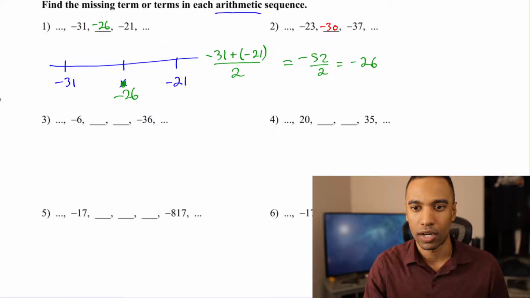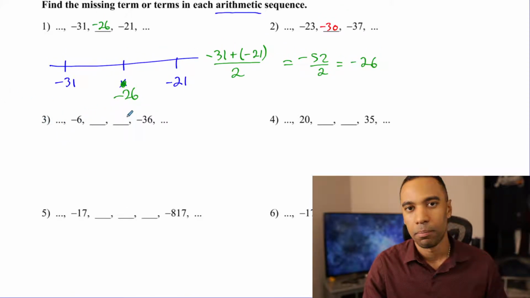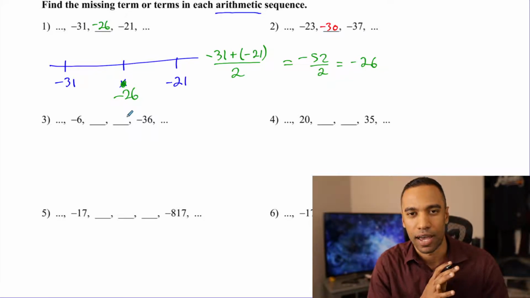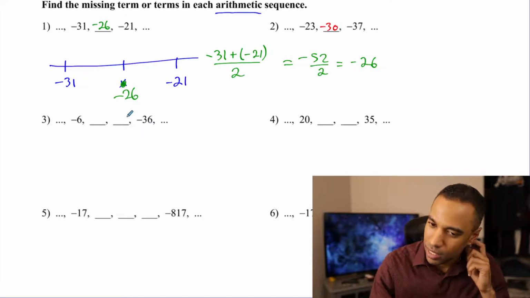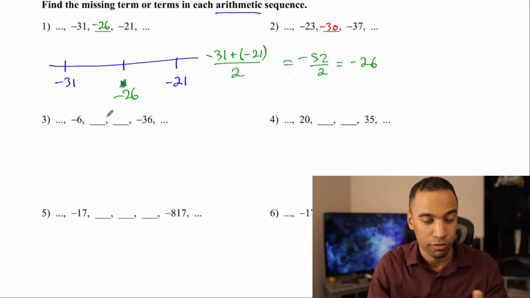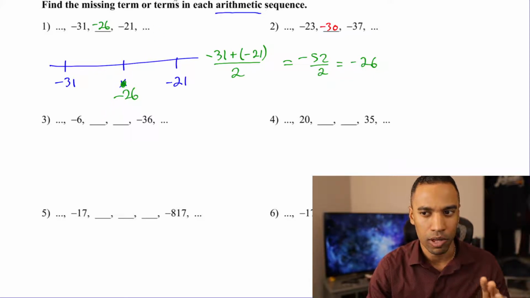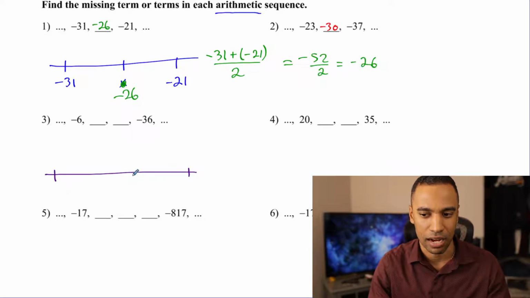Averaging numbers doesn't really work, however, when you have something like number 3, where there are two blanks in the middle, because I need to be able to find two numbers, not just one. And they are equal lengths apart from one another, all four of these. So if I did the number line setup, I could still make something happen here.